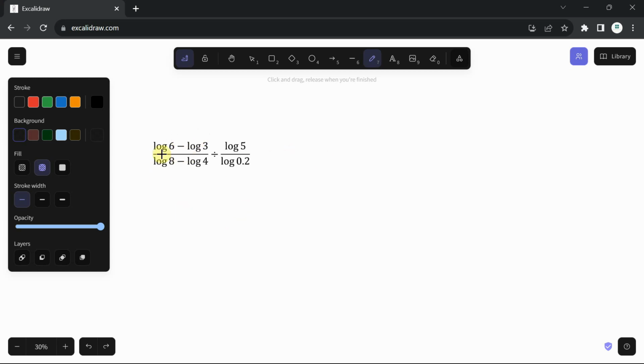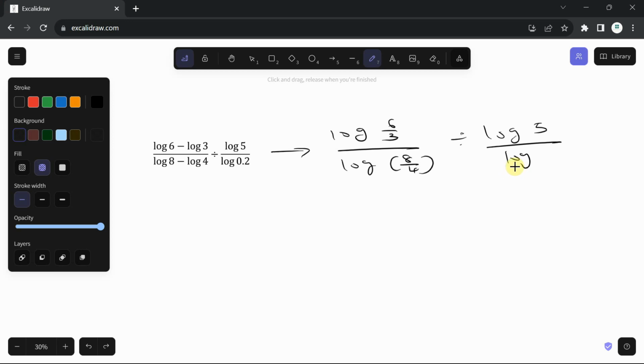So since we're assuming that the base is base 10, this top I can resolve and say this is log 6 divided by 3 all over log 8 divided by 4, divided by log 5 over log 0.2, which is something like saying 2 over 10, or 1 over 5, right? So if I resolve this, log 6 divided by 3 is 2, log 8 divided by 4 is 2, so this is log 2. These two should cancel each other, divided by log 5 all over log 1 over 5.